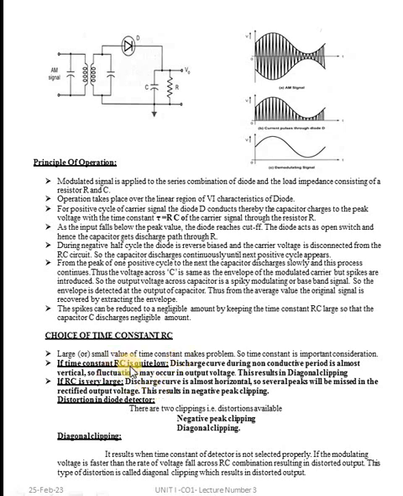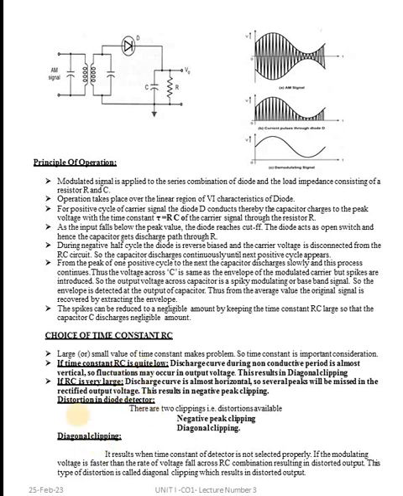If the time constant RC is quite low, then the discharge curve during the non-conductive period is almost vertical, so fluctuations may occur in the output voltage. This results in diagonal clipping. If the RC value is large, then the discharge curve is almost horizontal, so several peaks will be missed. So there are two clippings in the distortion in the diode detector: one is negative peak clipping, another one is diagonal clipping.